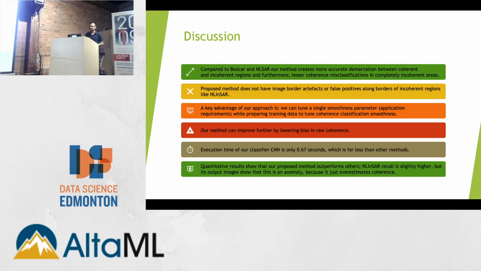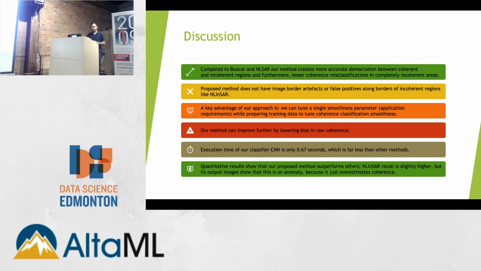One weakness of our method is it still relies on the raw coherence computation, and there's an inherent bias in that. So we can do more experiments to see how we can further lower that bias. One thing that the bias depends on is the size of the window that you're using to compute the initial raw coherence estimates.